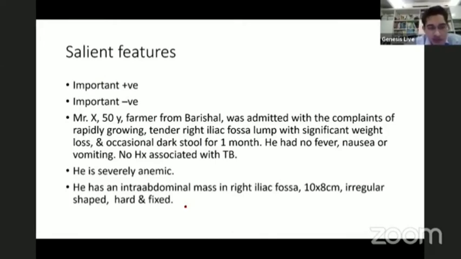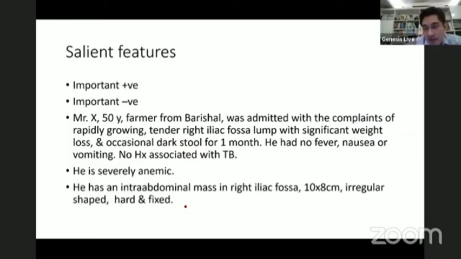Mr. X, 50 years, a farmer from Barium, was admitted with the complaints of a rapidly growing tender right iliac fossa lump with significant weight loss and occasional dark stool for 1 month. He had no fever. Now, the first line would say it's a lump. It probably is a right iliac fossa lump, which is rapidly increasing in size. Age is 50, so you're thinking it probably is a malignancy. You're also thinking maybe it's a tuberculosis. It may be a tuberculous mass. It may be an appendicular mass.